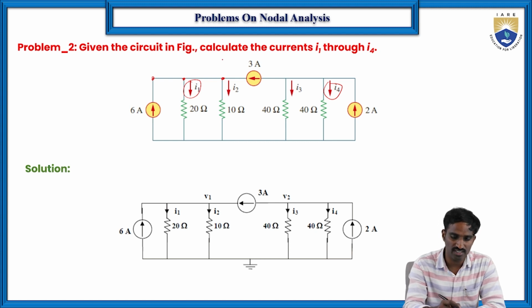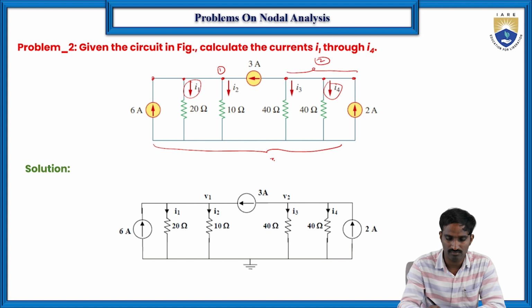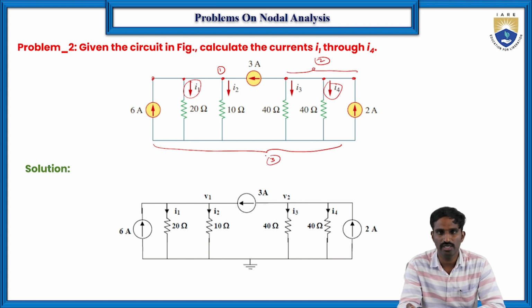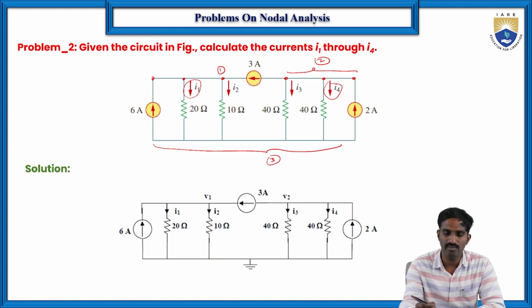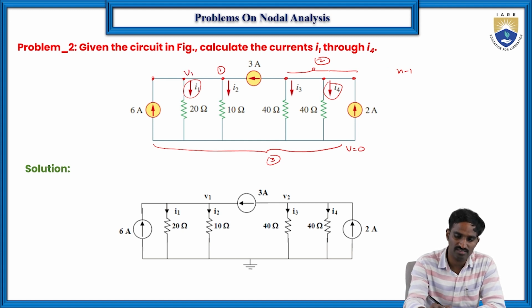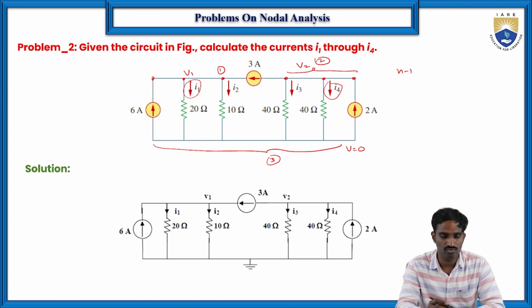So let us consider this is node 1. Another node is this one, and this one also has the same potential, so this is node 2. Another one is node 3. As we know in nodal analysis, we usually take n minus 1 nodes, because the other node we take as a reference, and that reference node we take the potential as 0. Then the first node, let us consider it is V1, and the second node V2. So the potential at node 1 is V1 and the potential at node 2 is V2, right?